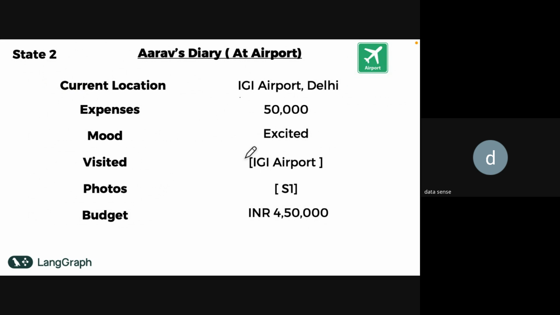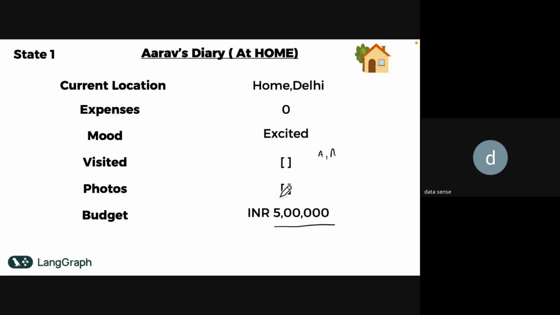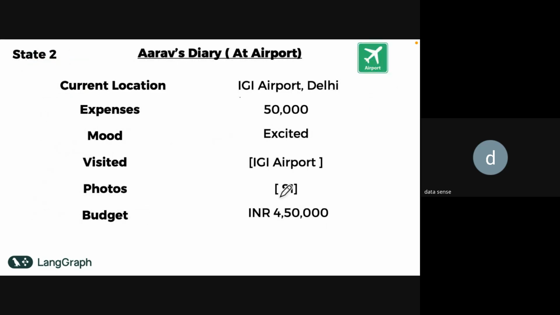What was his mood? Excited. And what all places did he visit so far? IGI airport only. Right now, only one place. And photos, he has clicked one picture, and now his budget is reduced by 50,000. So at the end of the second page, this is how his status looks. This is page 1 of his diary, and this is page 2 of the diary. Clear?